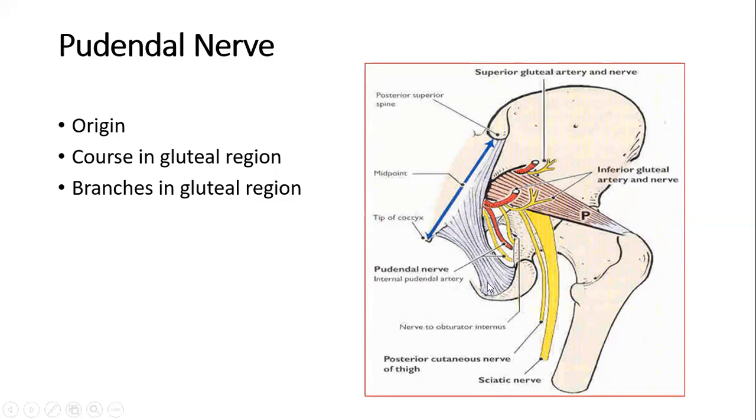So here in this diagram, you can see the pudendal nerve, and here you can see the obturator internus. You can see the relation of these two structures with each other. Internal pudendal artery basically lies between the two nerves, pudendal nerve and nerve to obturator internus. So this was all about the different nerves present and supplying the gluteal regions as well as posterior compartment of the thigh.